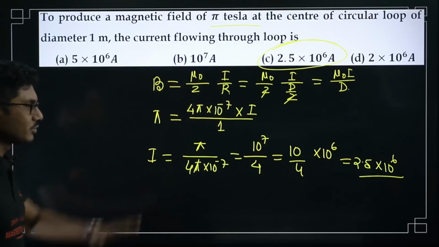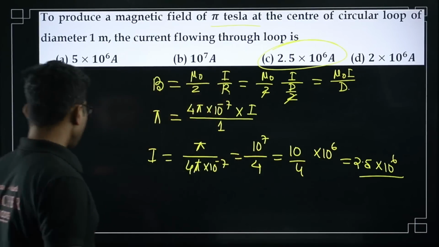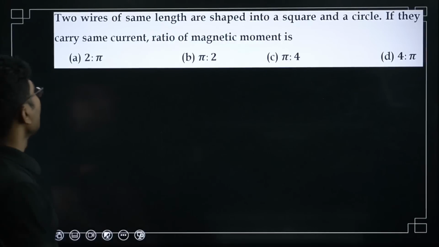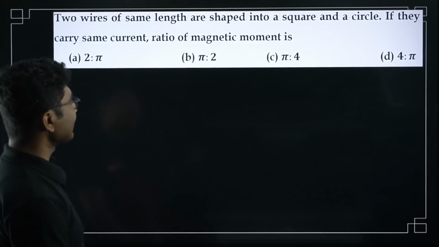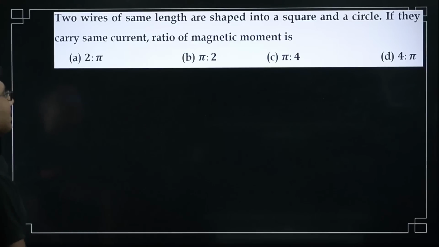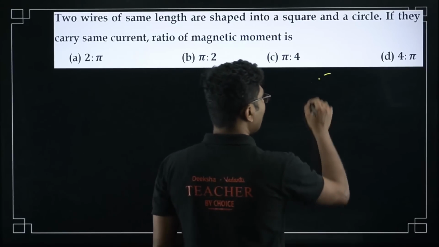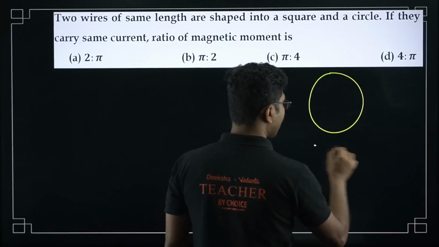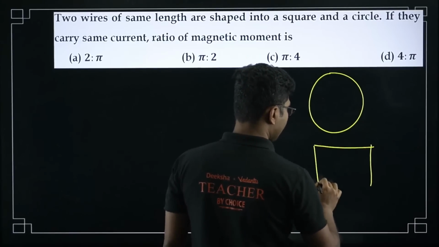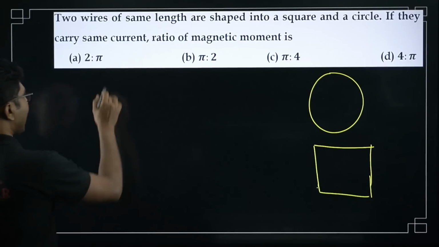Just check the options once before deciding which way to go. Okay, now next question. Two wires of same length are shaped into a square and a circle. If they carry the same current, the ratio of magnetic moment. Okay, we have one circular coil, one square coil. They are all carrying the same current. So what is the magnetic moment?